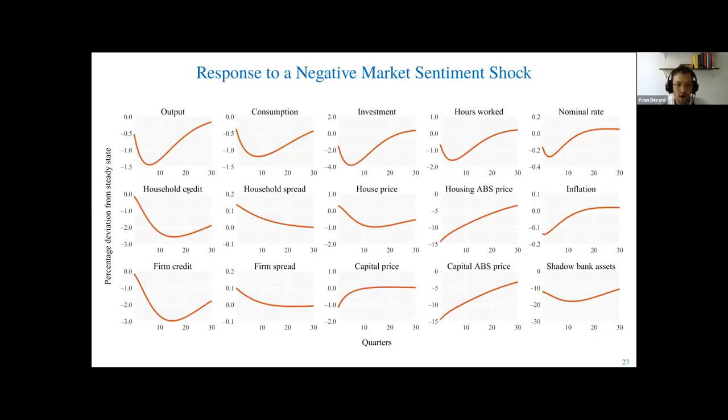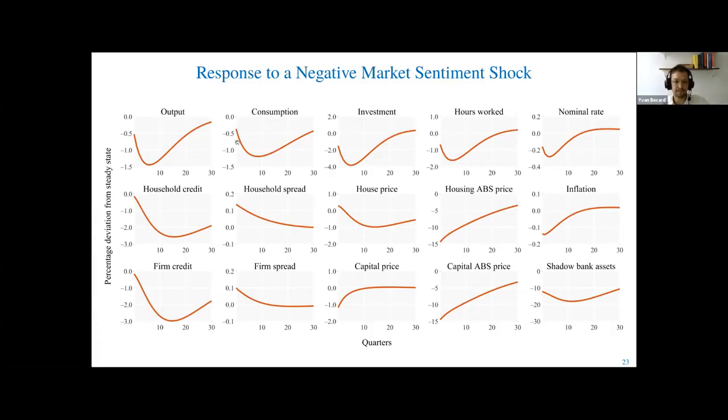Why is that so? A market sentiment shock is going to, as we've seen, lead to a fall in the price of securities, these two housing and capital price securities, which ultimately leads to an increase in the spread that banks charge to households and firms. Once you have an increase in the spread, you have a fall in household credit, which leads to a fall in consumption. Once you have a rise in the spread to firms, you have a fall in firm credit, which leads to a fall in investment. Less investment and less consumption leads to a fall in output, a fall in hours.